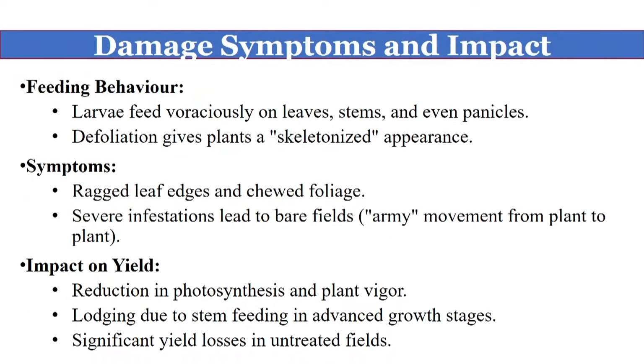And the symptoms of this infection are that larvae feed on leaves, stem as well as the panicles also. Defoliation affects the plant at a premature stage, with ragged leaf edges and chewed foliage also. At severe infestation it leads to a bare field, as the army moves from plant to plant. And reduction of photosynthesis may appear in the affected area, so that the plant may lose vigor, and due to stem feeding also, there is significant yield loss in the untreated field.